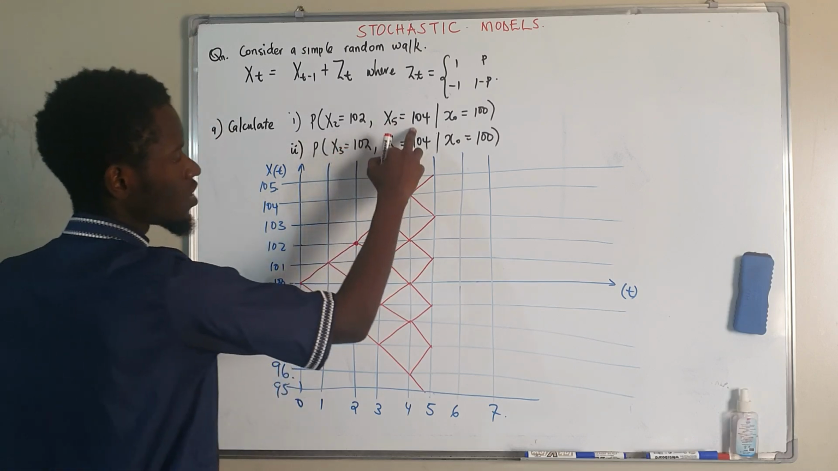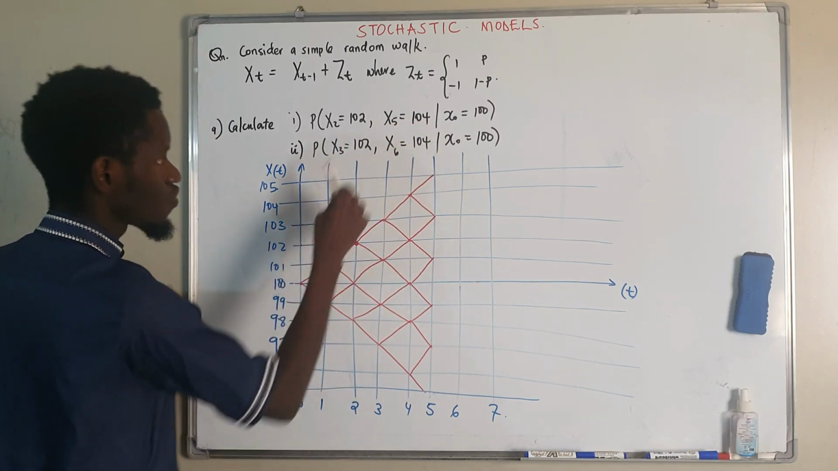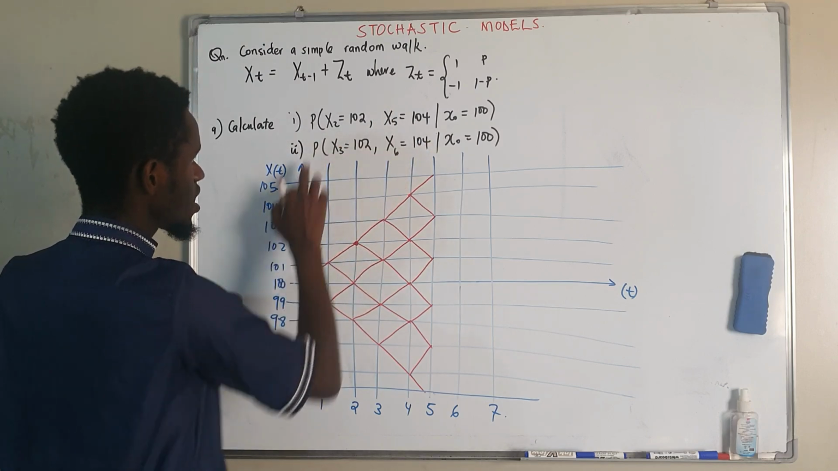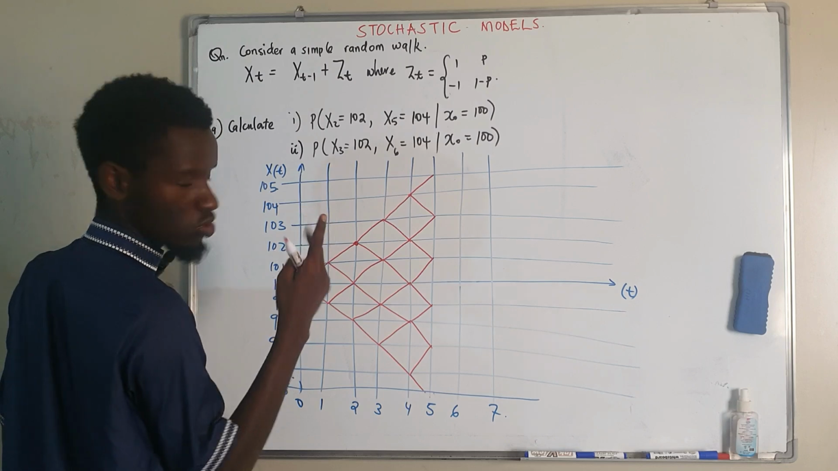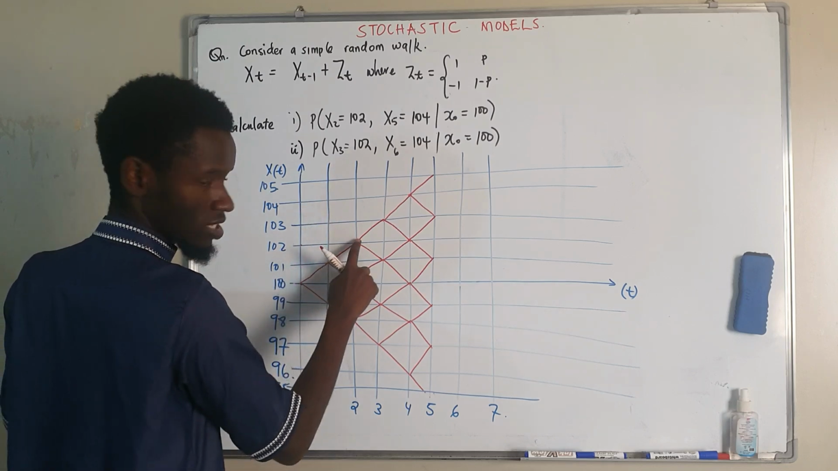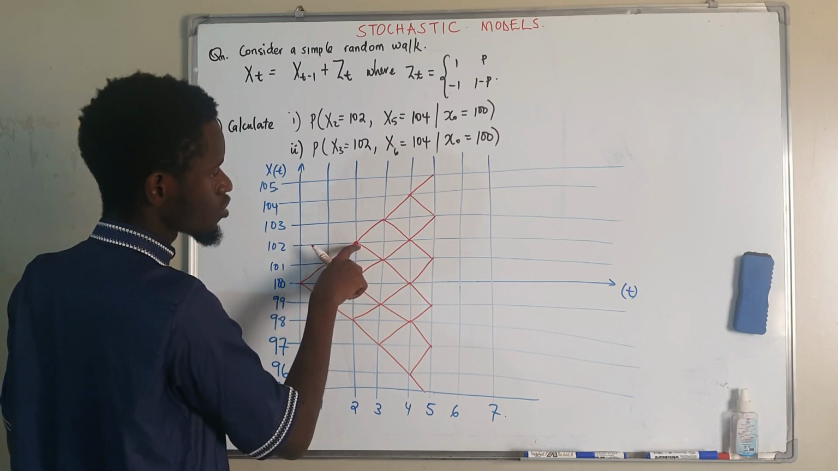But now, our x5, they want it to be 104. Therefore, first to reach this x2 being 108, I will just move up like this. You have no possibilities of reaching here. Just moving up like this, from here to here, then from here to here. That's when I reach x2.